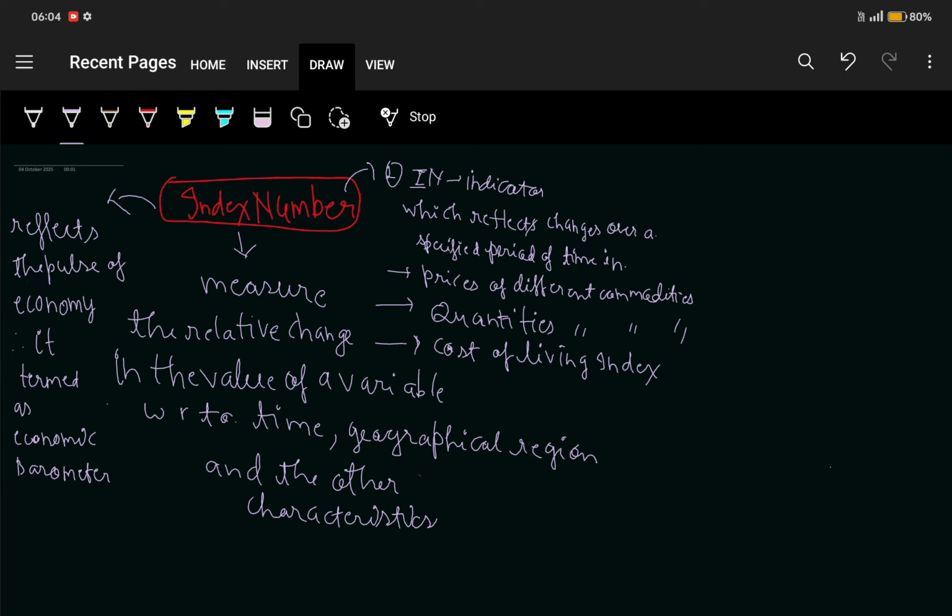So the three points in index number: first, it is an indicator which reflects the changes over a specified period of time in the prices of different commodities, quantities of different commodities, and cost of living index. Second, it measures the relative change in the value of a variable with respect to time, geographical region, and the other characteristics. And third, it reflects the pulse of economy, therefore it is termed as economic barometer. And we will discuss some problems in the construction of index number.